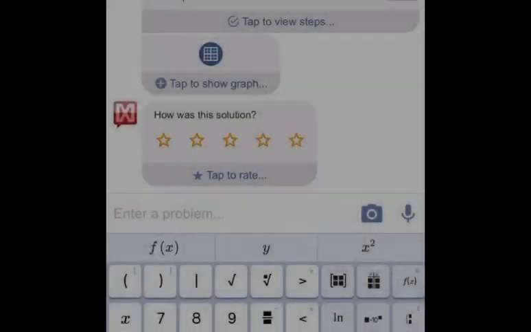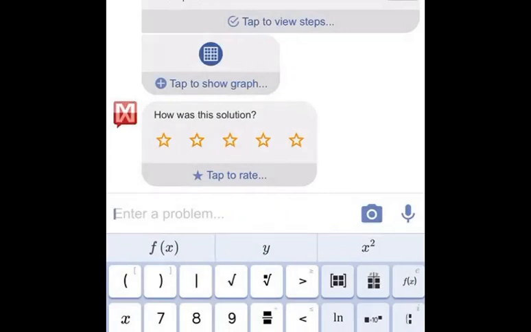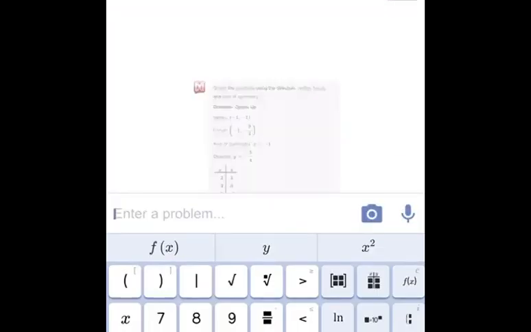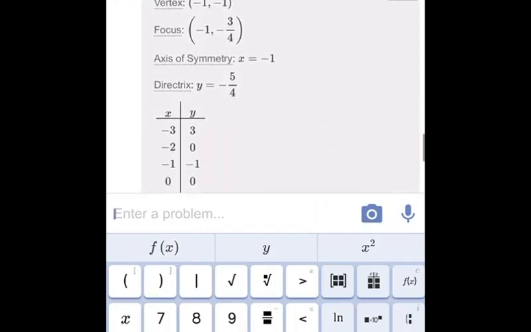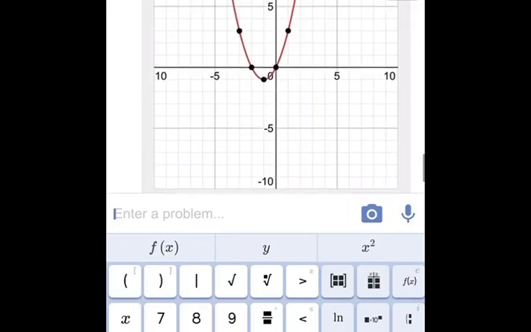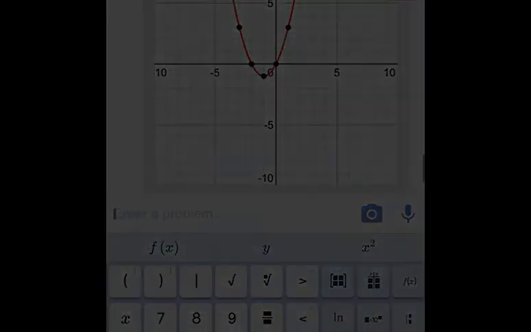Hello everyone, today we'll solve some questions in section algebra, and let's start. F of x equal x squared plus 2x. Then we press enter. We will graph. So it will be the direction opens up, the vertex is -1 and -1, the focus is -1 and -3 over 4. Axis of symmetry, it will be x equal -1 and y it will equal -5 over 4, and the graph it will be like that. And that's it. Thank you.